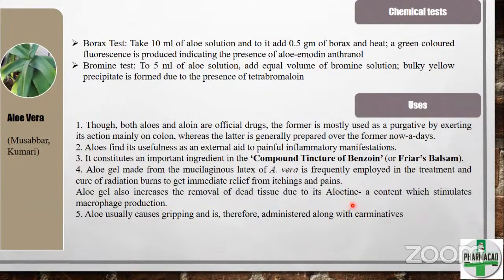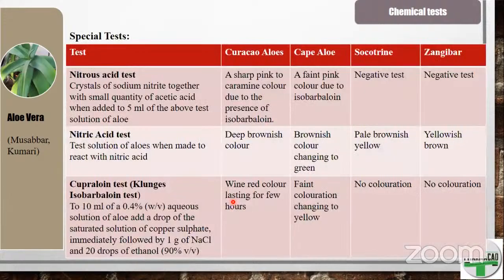Okay, alloctin that is present is a content which stimulates macrophage production. So if macrophages increase, automatically they will quickly eat up dead cells, and that is how it is going to improve the removal of dead tissue. Okay, that is the work of macrophages. So that is why all your beauty cosmetic products have aloe vera. This is the reason. Aloe usually causes gripping and is therefore administered along with carminatives.